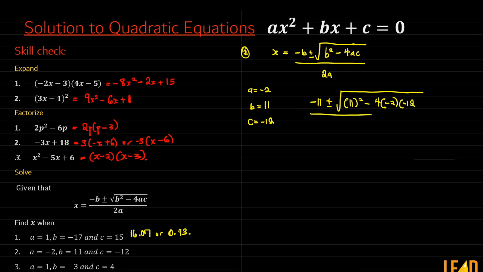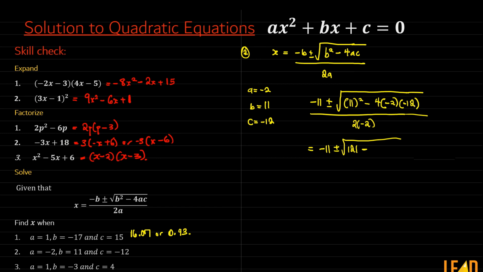Okay, give me a moment. Let me just look at what I've done. Over 2 times negative 2, right? Good, 2 times a. So minus 11 plus or minus the square root of 11 squared minus 4 times minus 2 times minus 12, over that. Okay, I'm okay. So we'd have minus 11 plus or minus the square root of 121 minus... minus times minus times minus will give you minus. So the minus sign is correct to be here. So you need to multiply the signs carefully.